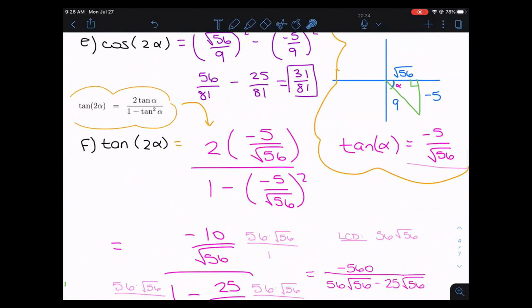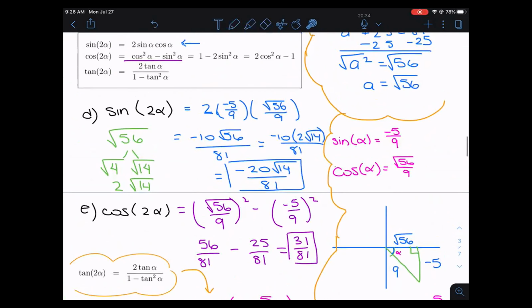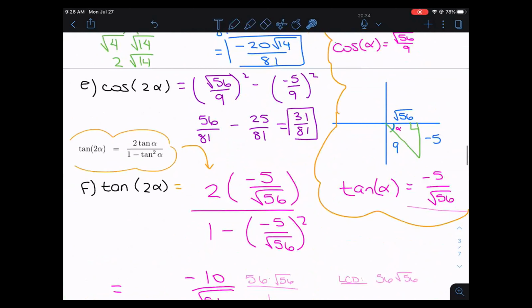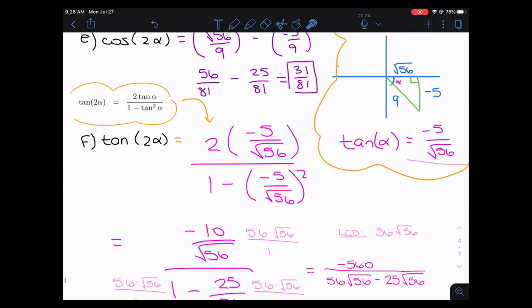And then for this tangent, what I'm going to do is use the tangent formula. So that's 2 times tangent all over 1 minus tangent squared. And remember, we already found tangent. So we're just going to use that. So we're going to do 2 times tangent, that's negative 5 over the square root of 56, all over 1 minus negative 5 all over the square root of 56 squared. Since this is being squared, this goes on the outside of tangent.